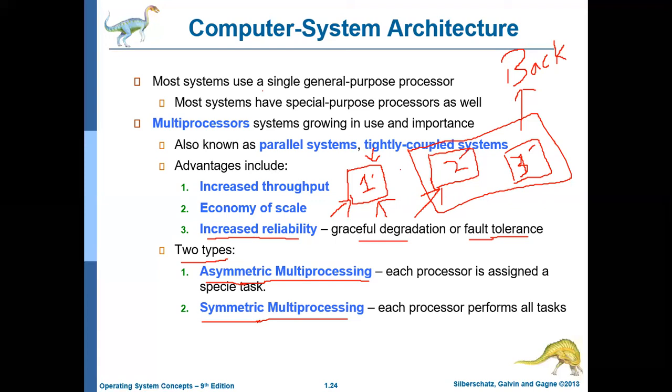Multiprocessing systems are broadly classified into two types, asymmetric and symmetric. In an asymmetric multiprocessing system, one of the processors will act like a boss and the other processors will act like workers. Whereas in a symmetric multiprocessor system, all processors are treated as equal peers and the operating system will assign jobs for all the processors.